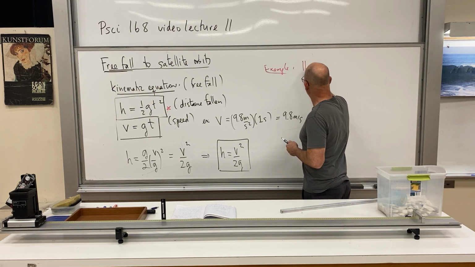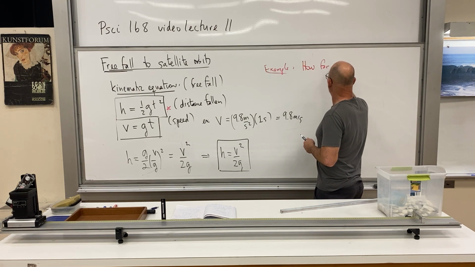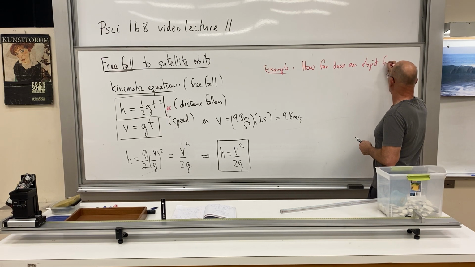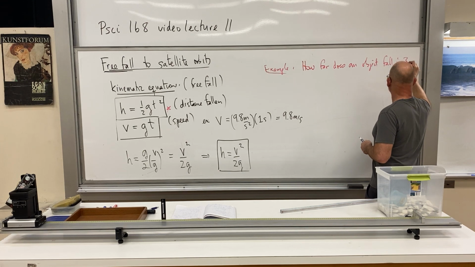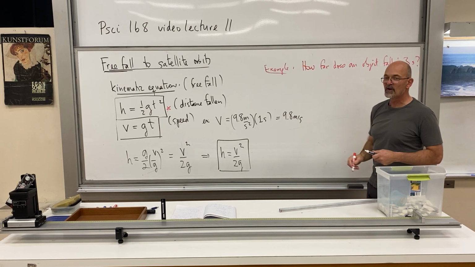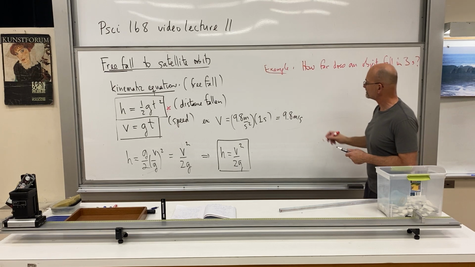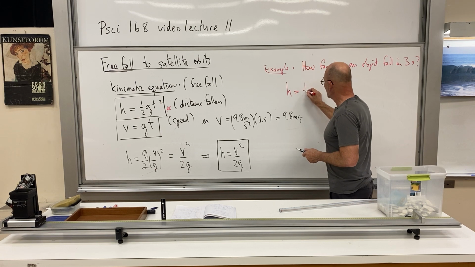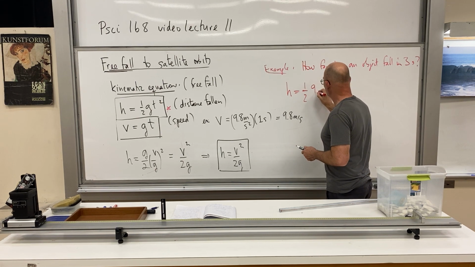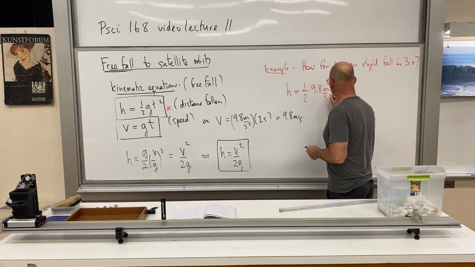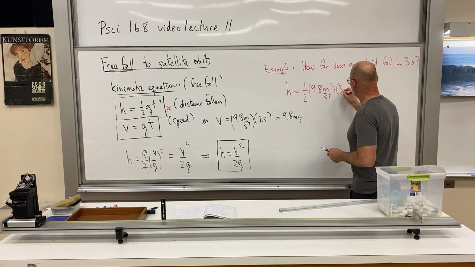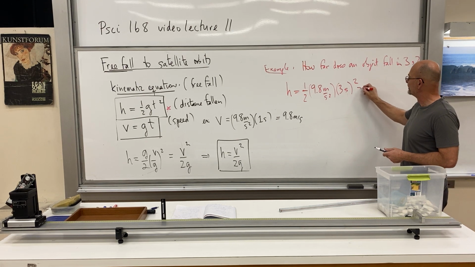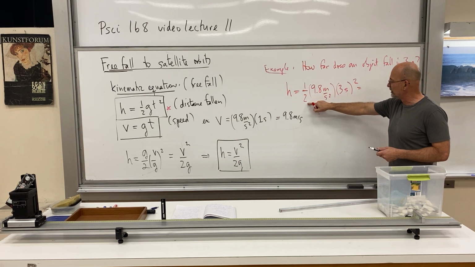So how far does an object fall in 3 seconds? Okay, how far does it fall in 3 seconds? So h is going to be 1/2 times 9.8 meters per second squared times 3 seconds, the quantity squared. This is how we always evaluate these. We know 9.8 over 2 is going to be 4.9.